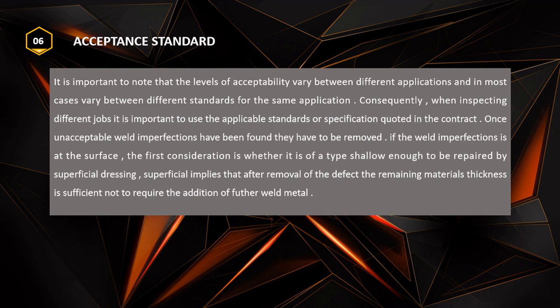Once unacceptable weld imperfections have been found, they have to be removed. If the weld imperfection is at the surface, the first consideration is whether it is of a type shallow enough to be repaired by superficial dressing. Superficial implies that after removal of the defect the remaining material's thickness is sufficient not to require the addition of further weld metal.